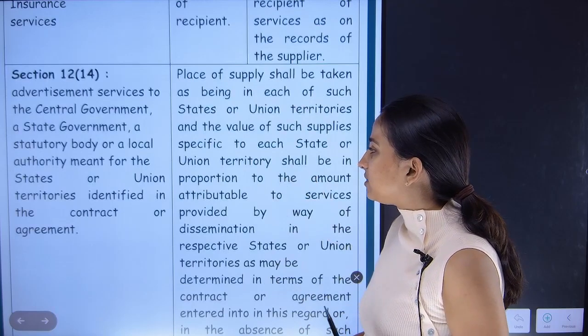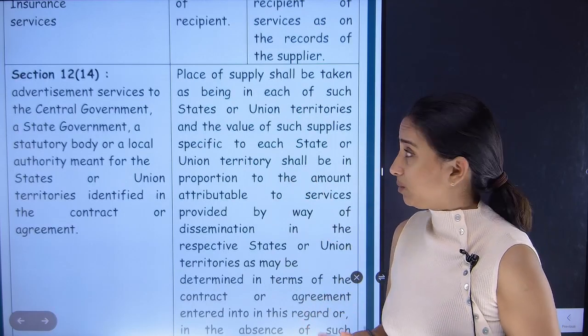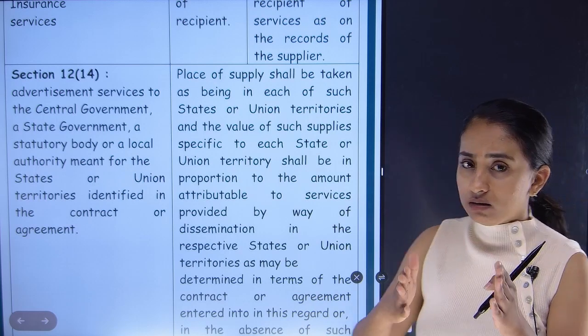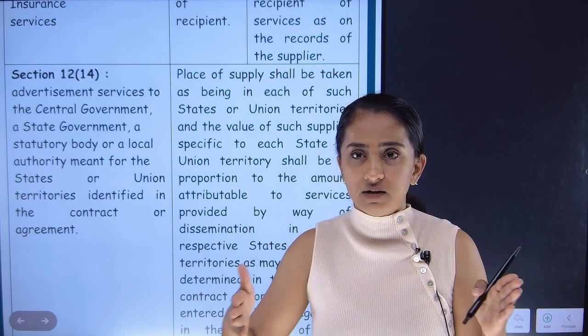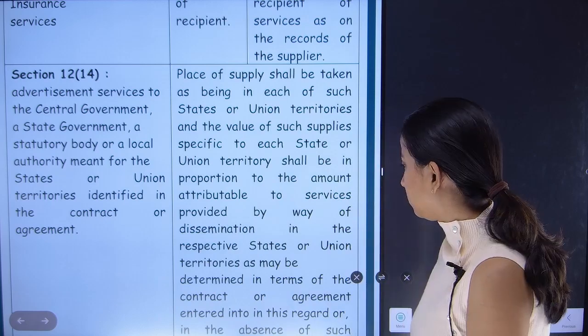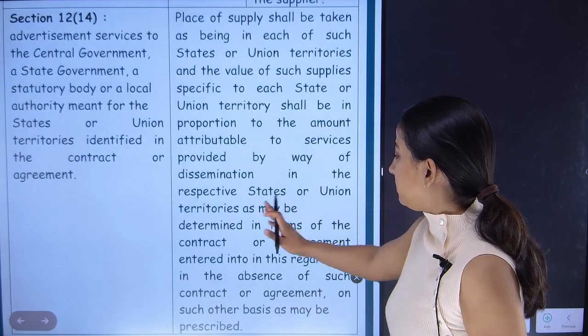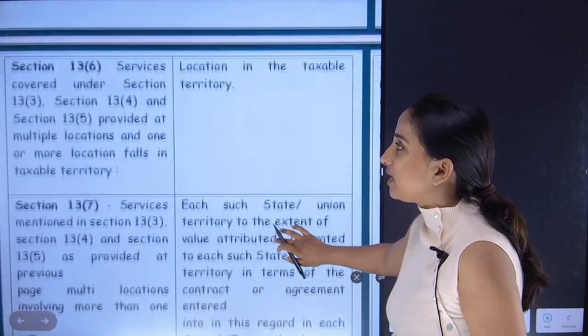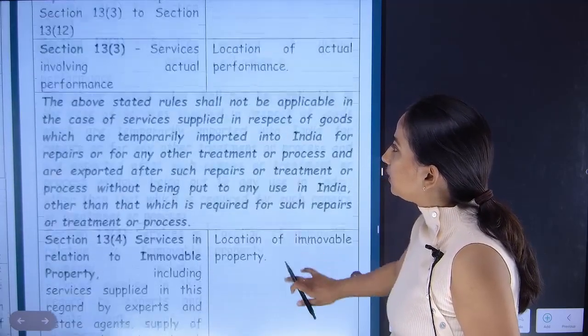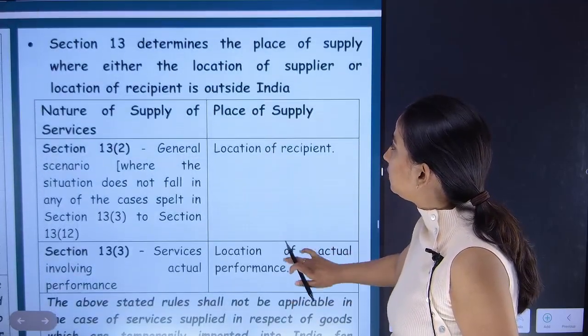Now, advertisement, you're giving to whom? To any government body. And if at all this is given to, let's say, 3 different states in 3 different places, you will do it on a proportionate basis. Okay, for each of the respective states, you will do whatever is agreed, as per the agreement.